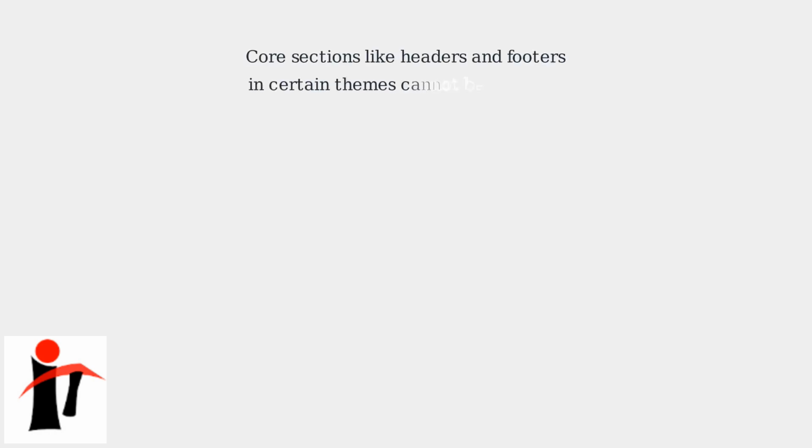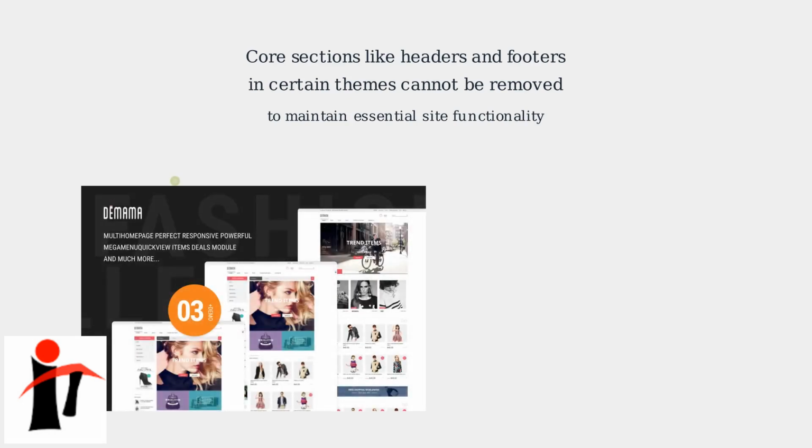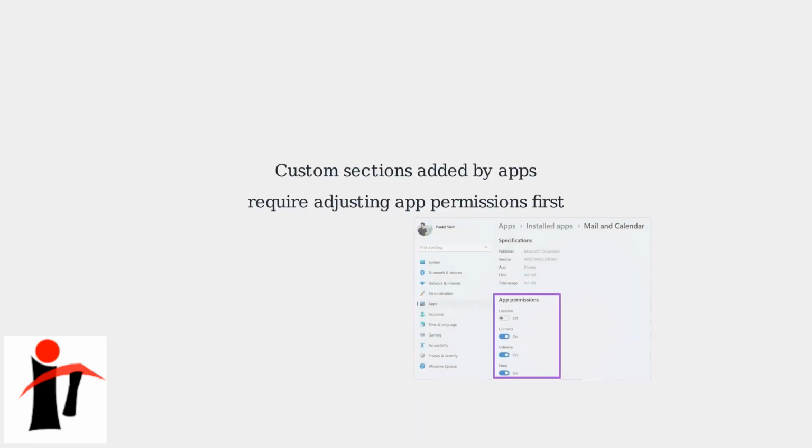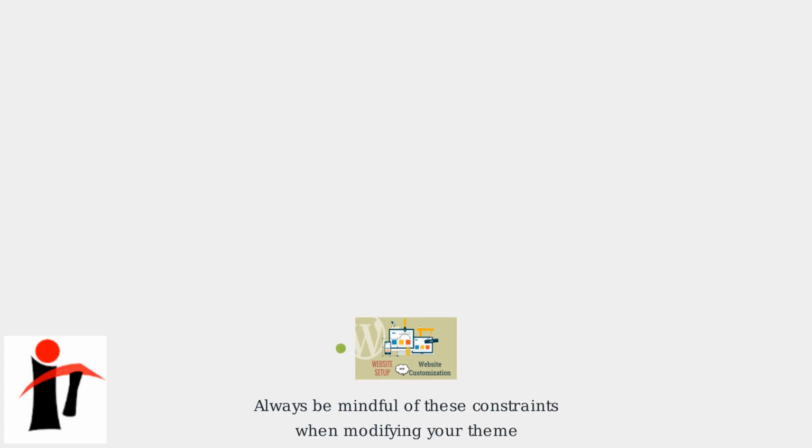Some core sections, like headers and footers in certain themes, might not be removable to maintain essential site functionality. This ensures your store always has basic navigation and branding elements. Additionally, custom sections added by apps might require you to adjust app permissions before they can be deleted. This prevents accidental removal of integrated features. Always be mindful of these constraints when modifying your theme. Understanding what can and cannot be deleted helps you customize your store safely and effectively.